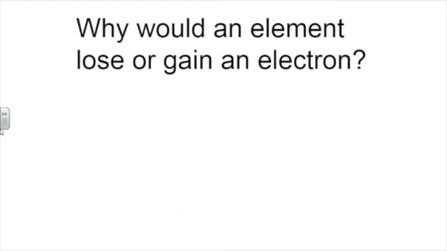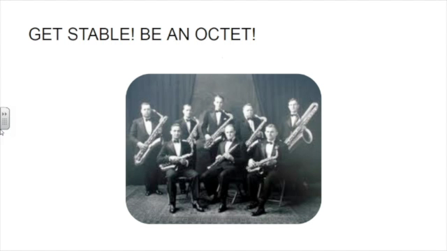Why would an element want to lose or gain electrons? Well, it's because they want to be stable. They want to have an octet, which means that there are 8 electrons in the outermost shell in order to be happy.